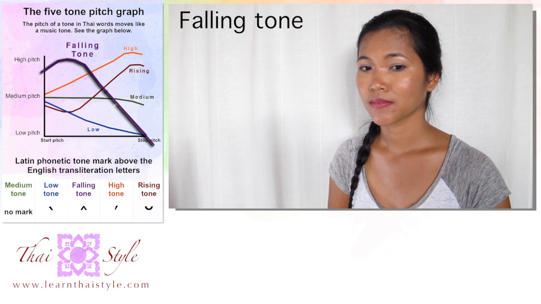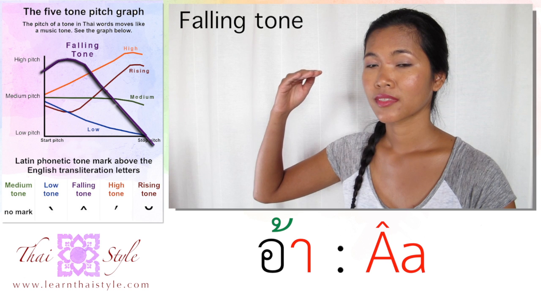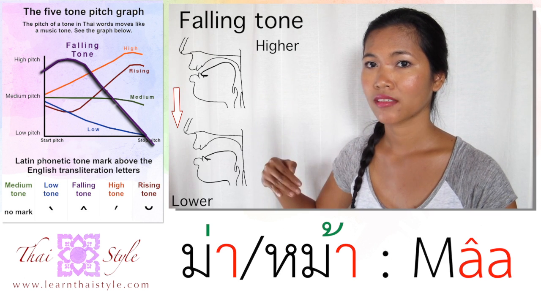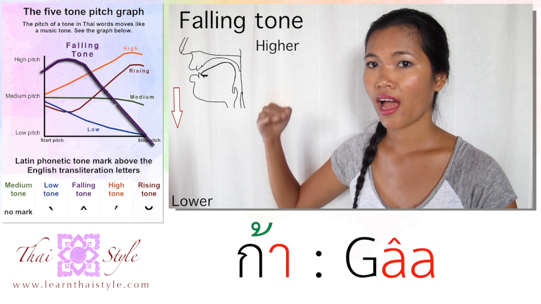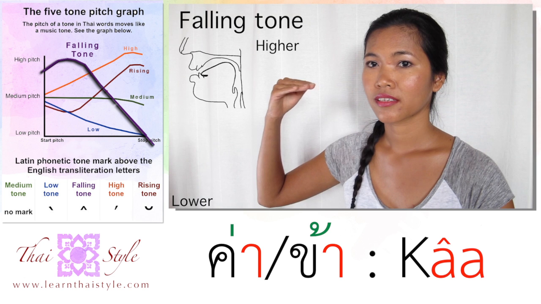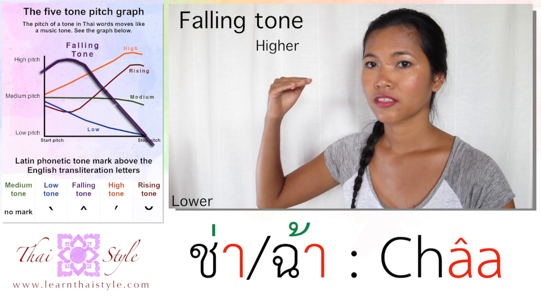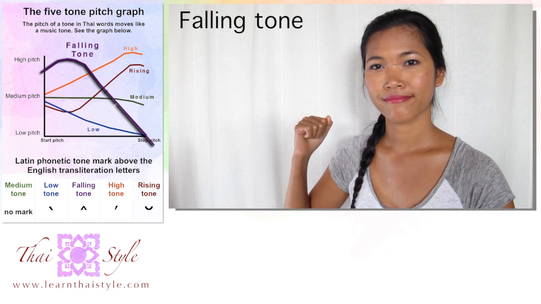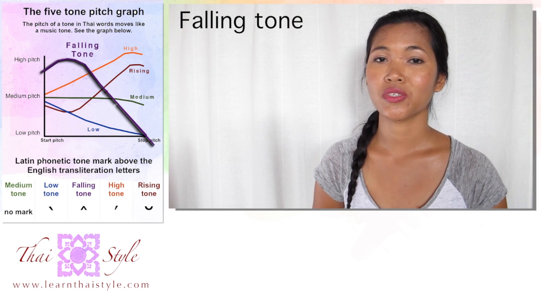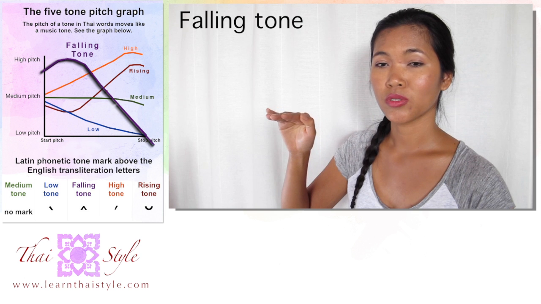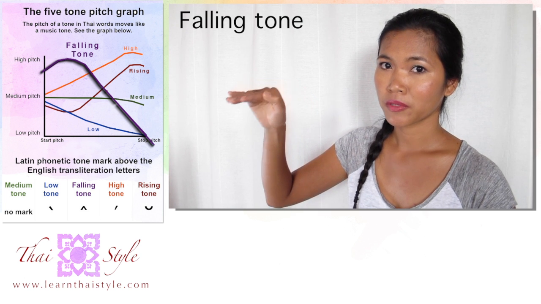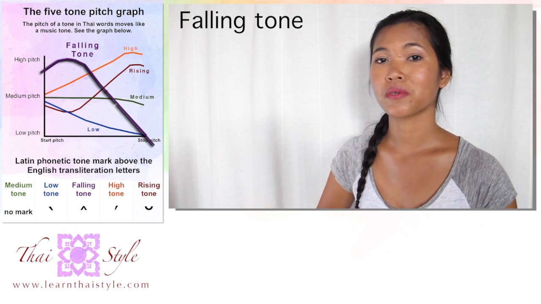For example, a, ma, ga, la, ka, cha. Another way of thinking is like when you step down, you move your leg up in order to move forward, then fall to the lower step.